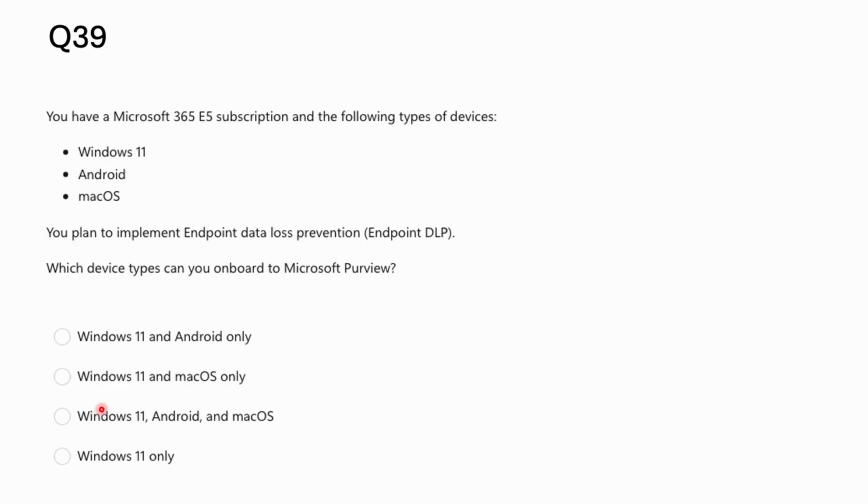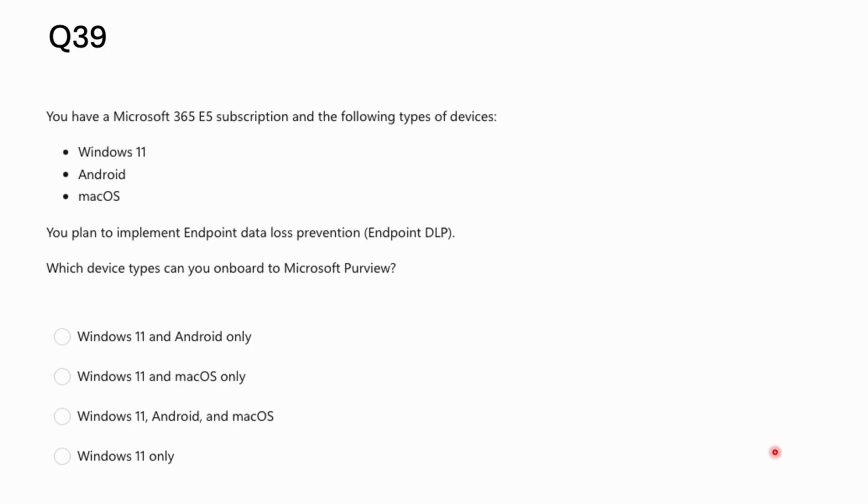Windows 11, Windows 11 and Mac, Windows 11 and Android, Windows 11, Android and Mac, and Windows 11 only. Okay, it's very simple and straightforward because DLP, or data loss prevention, in Microsoft Purview supports onboarding for only Windows 11, Windows 10 and Mac operating system. Even for Mac operating system, not all the features are supported, but yes, Mac operating system is supported. Android is not supported. So it's very simple and straightforward.